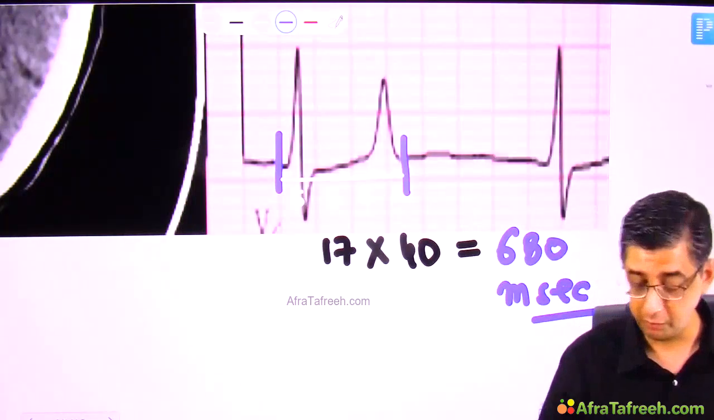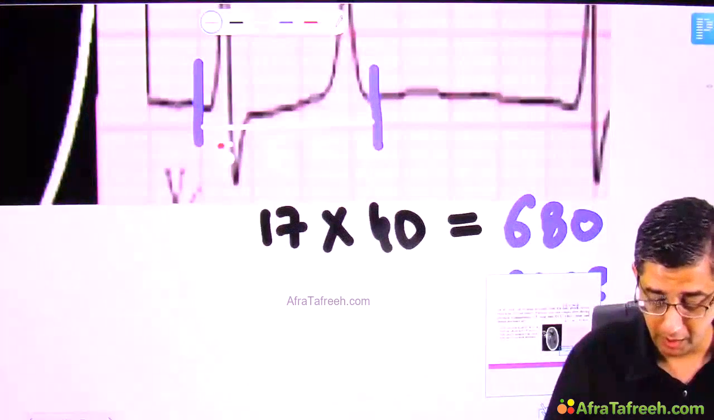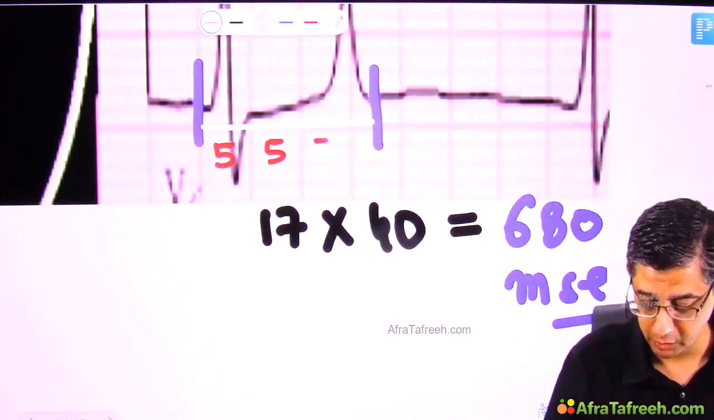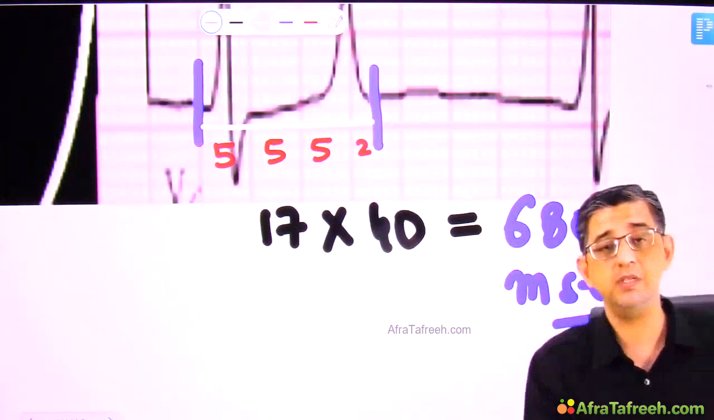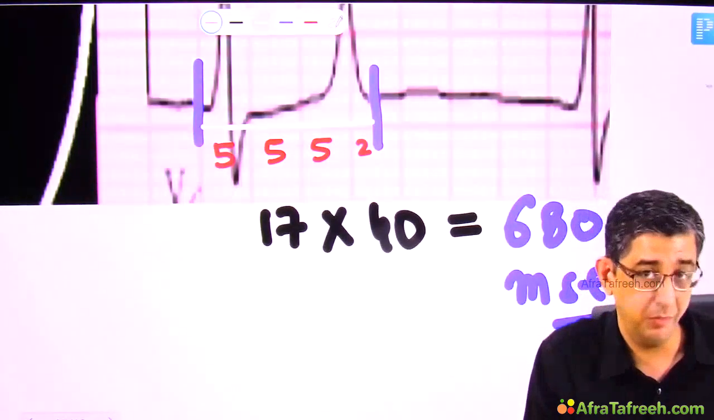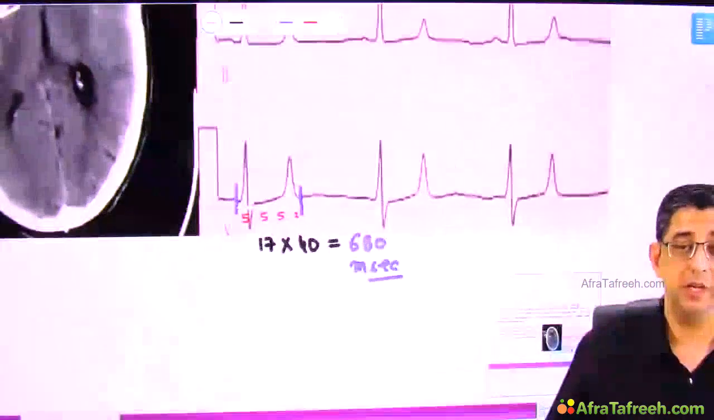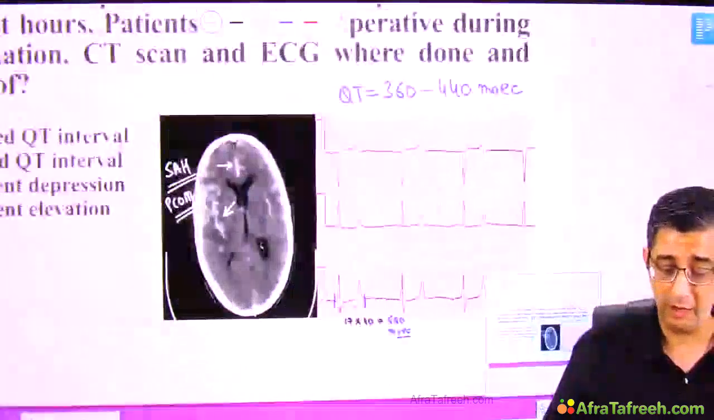What I'm saying is, guys, even if you don't count it, let me just change the color to make it more visible for you. What I've done here is just counted the number of small squares. It turns out to be 17. One small square is 40 milliseconds, that's 0.04. So if you multiply, the value 680 milliseconds is definitely higher than normal.